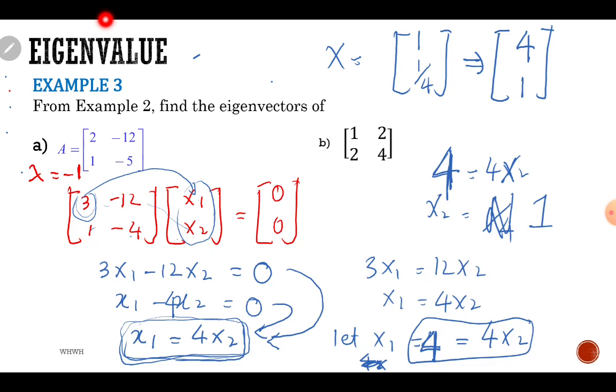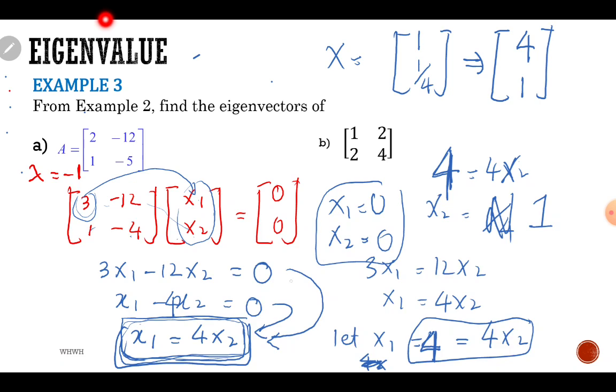Tapi tak boleh lah kalau you let X1 equals to 0. Okay, kalau you let X1 equals to 0, then X2 jadi berapa? Okay, X2 jadi kosong juga. Then the equation ni tak nampak. We can't see the ratio. So this is not a suitable choice.